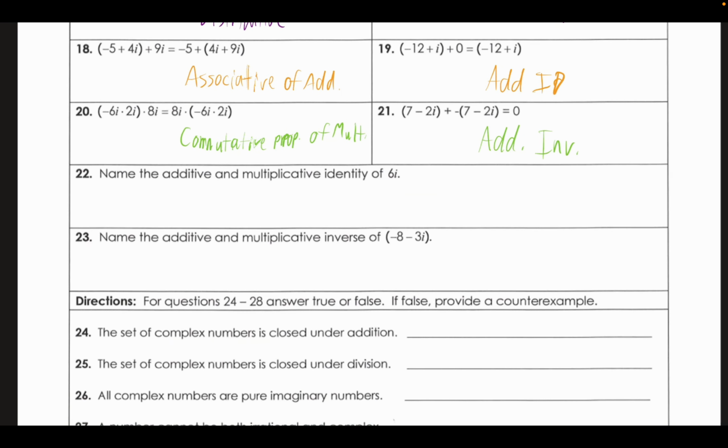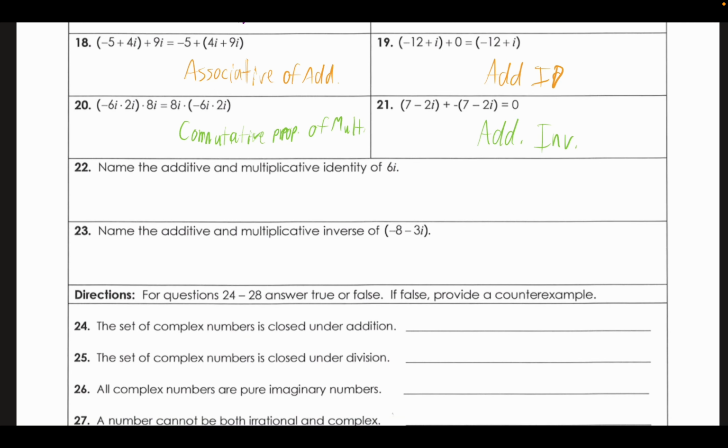Number 22, we're supposed to name the additive and multiplicative identity of 6i. So what could we add with 6i and keep it the same? And what could we multiply with 6i and keep it the same? Well, the additive and multiplicative identities are always the same no matter what number we're multiplying or adding with. The additive identity is always 0, and the multiplicative identity is always 1.